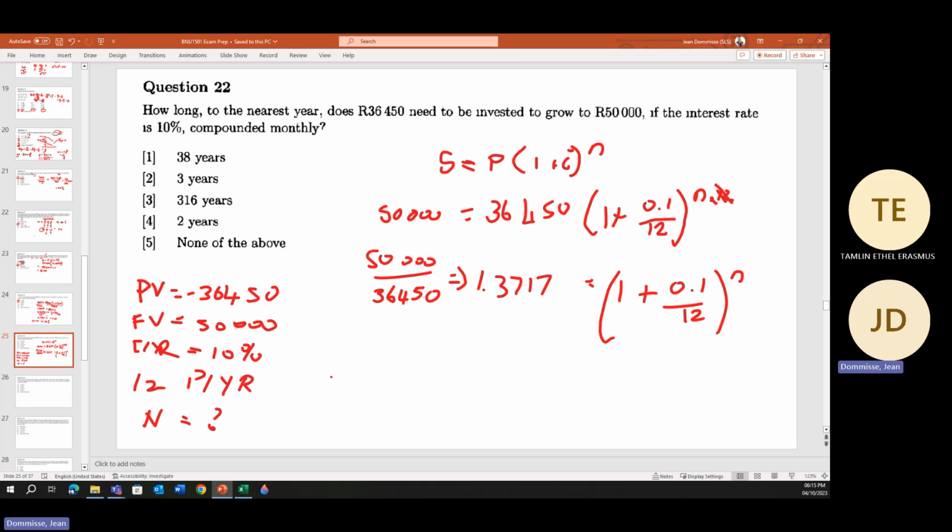So 36,450 as present value, 50,000 as future value. There's no payments during that time. 10% interest, 12 times per year. So n would have been 36 or 58 months.